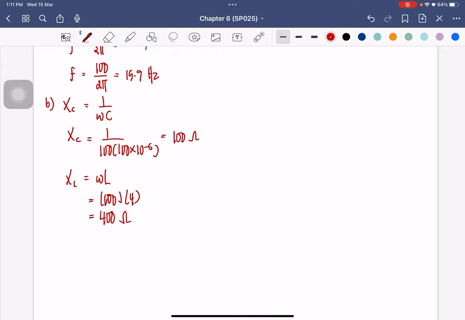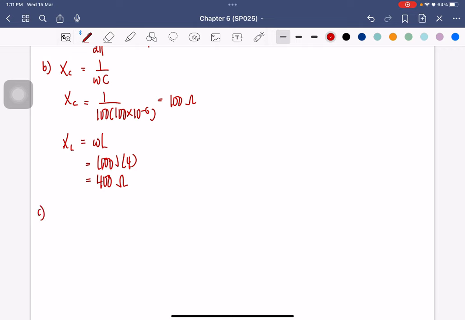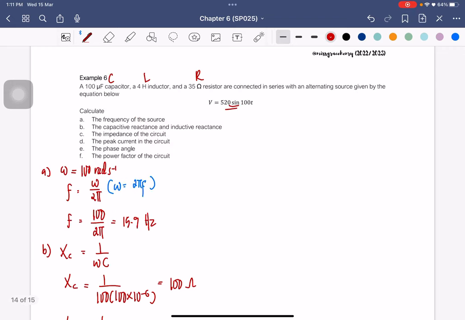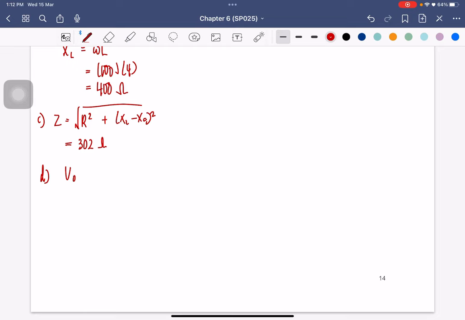Okay, so kita sudah dapat inductive and capacitive reactance. Lepas tu dia minta apa? Dia minta impedance of the circuit. So impedance is Z. This is an RCL circuit. So this is how you calculate the impedance. Okay, so from here you will get 302 ohm. Yang tu kamu substitute je, kamu make sure tulis. So question D pula, we have to calculate the peak current in the circuit. So peak current we can use V0 equals I0 times Z.